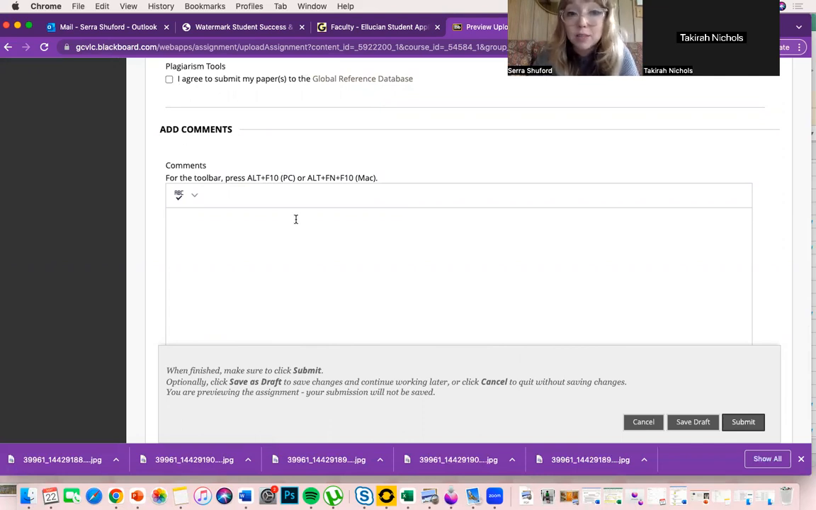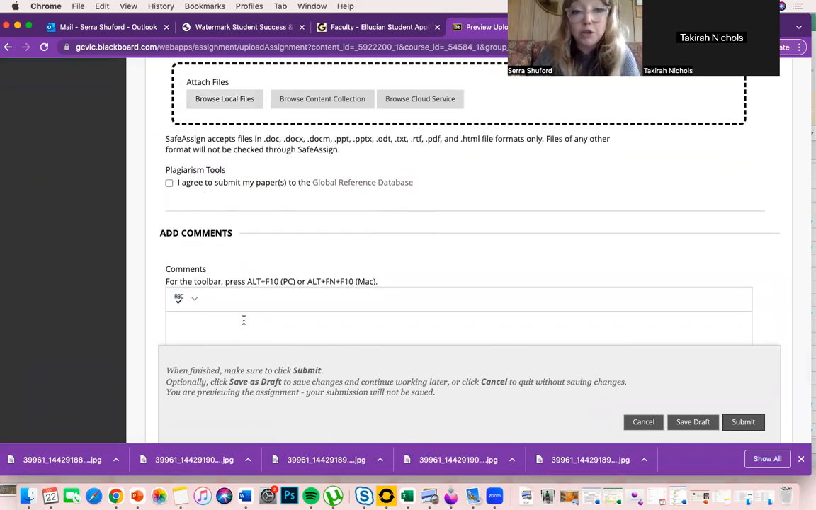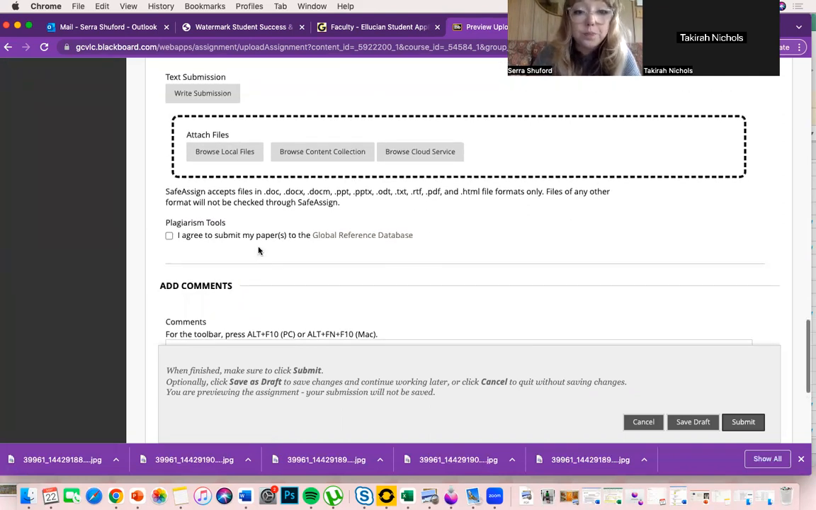Let me know if you can see it right. That's something that's appropriate there, or I can add comments back to your paper there. But do not upload your paper to that. It's going to compress everything. It's not going to put everything in paragraph form. It's also not going to go through our SafeAssign plagiarism checker, which is very problematic as well.